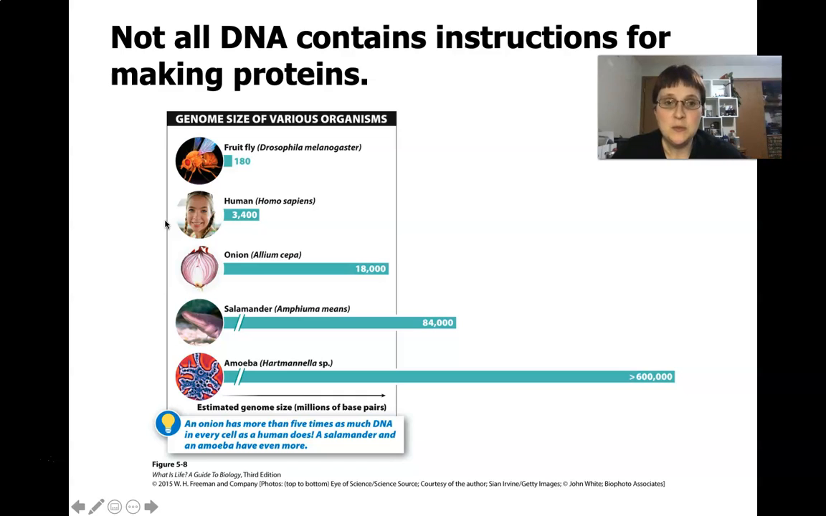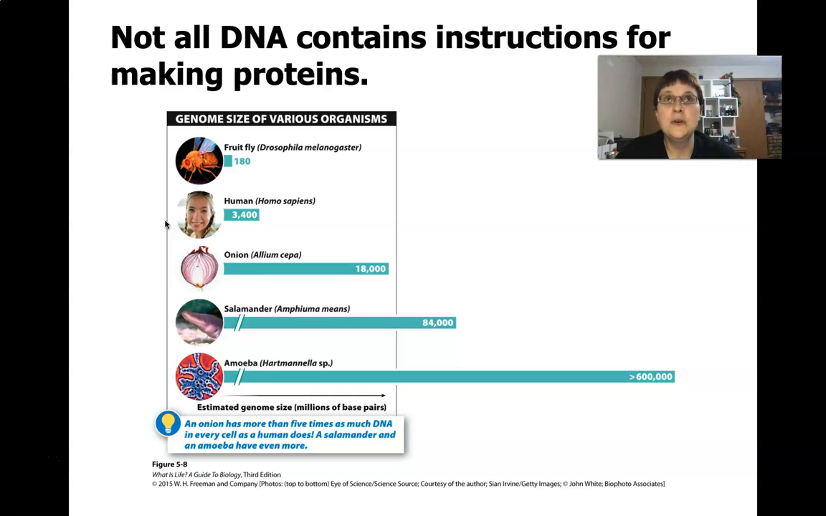So your genome size and your chromosome number has nothing to do with how complex the organism is, right? All it's telling you is how much genetic information you have inside of your cell.